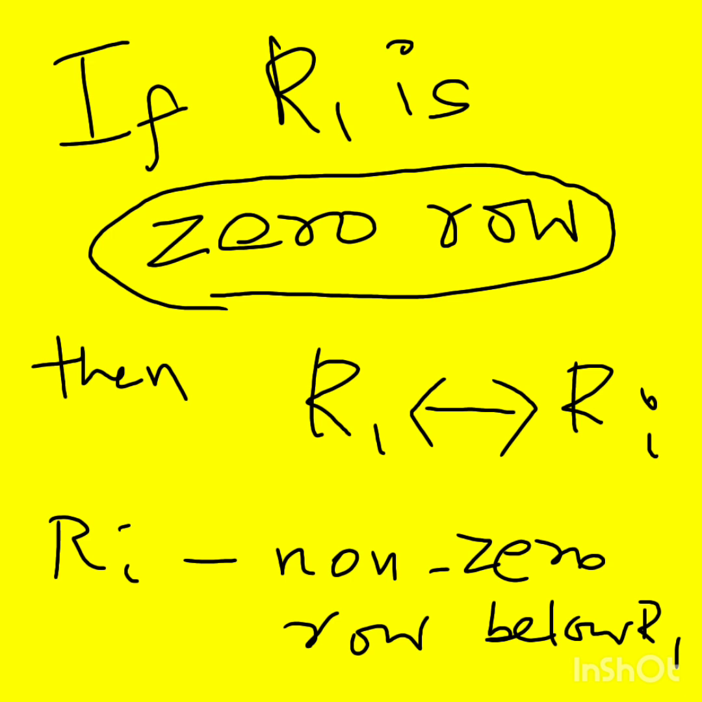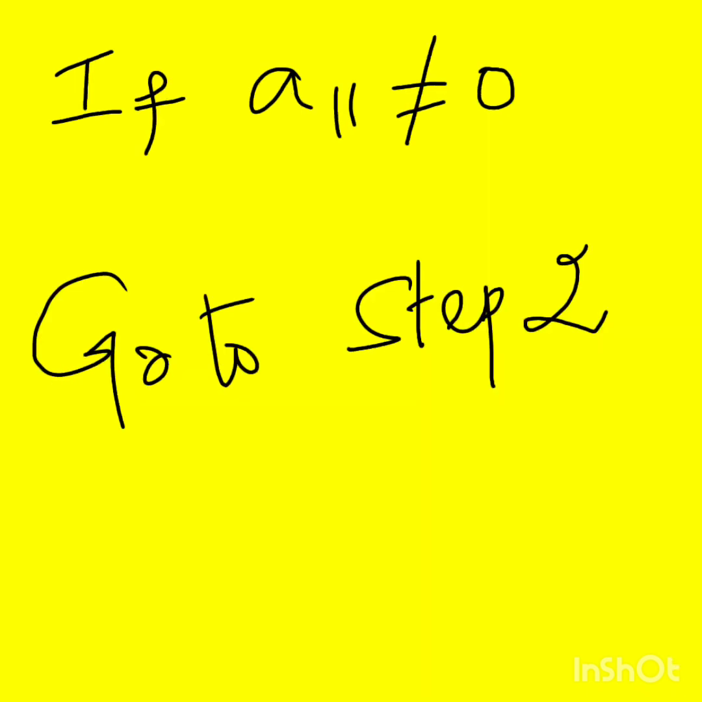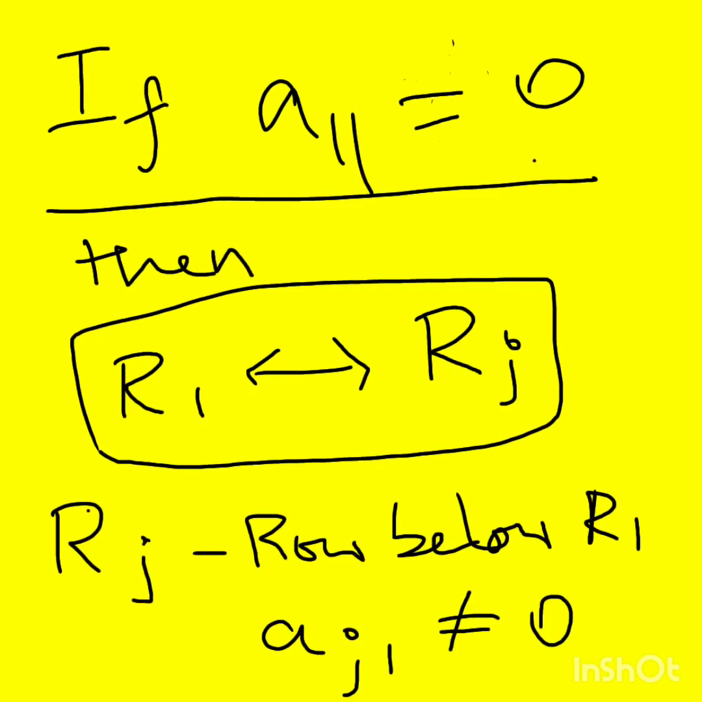Now, after interchanging the 0 row with some non-zero row, we check whether the first row, first column element A11 is either 0 or non-zero. If it is non-zero, not equal to 0, go to step 2. If the element is 0, then we have to proceed further in step 1.